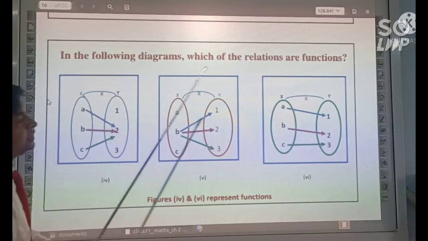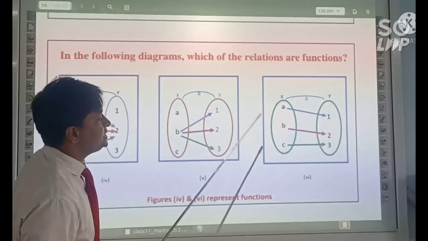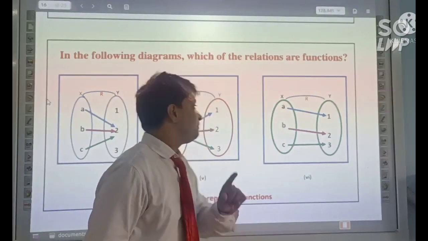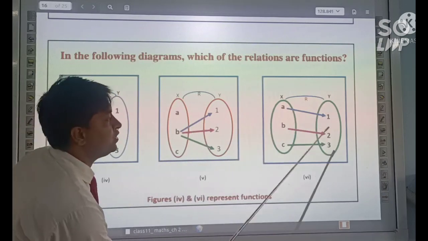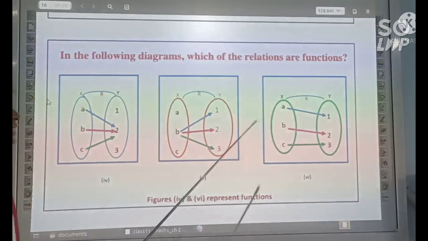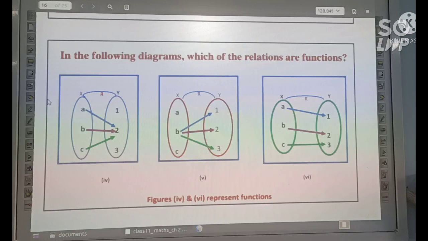Now in the last, A is related to 1, B is related to 2, C is related to 3. Then we say that this is not many-one, this is not one to many, this is one-one. This is the condition of one-one. Ordered pairs are (A, 1), (B, 2) and (C, 3). Then we say that the first two parts are not functions, but the last part is one-one, so this is the function.